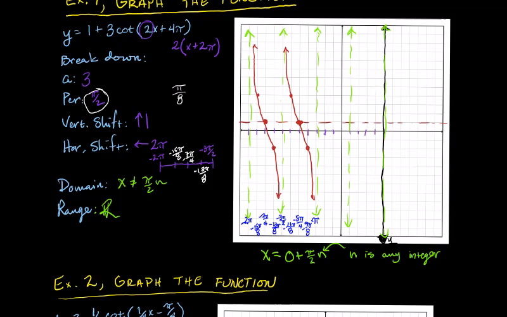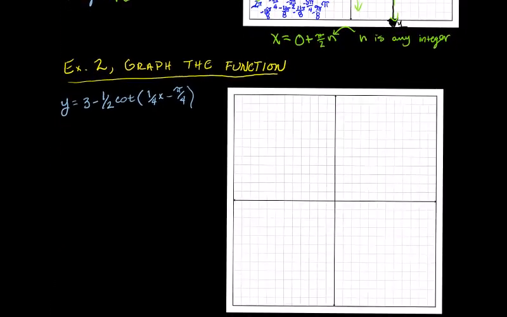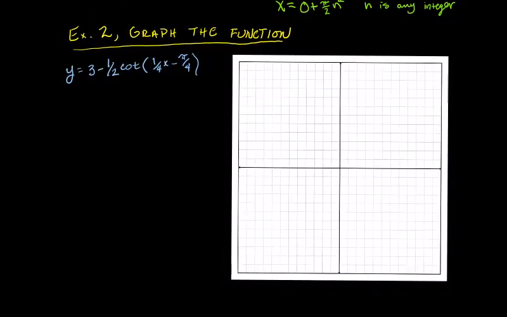All right, so let's try another one. That got a little crazy. Hopefully this one's a little bit easier. You never know though. So here we go, breaking it down. If you want to hit pause and try it on your own, feel free, and then come back and watch the answer. That'll work out well. Period, vertical shift, phase shift, domain.